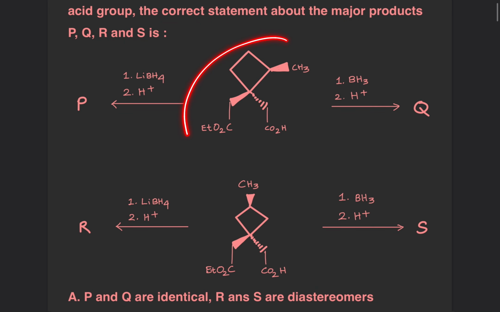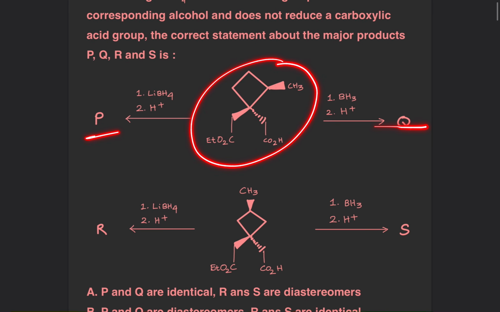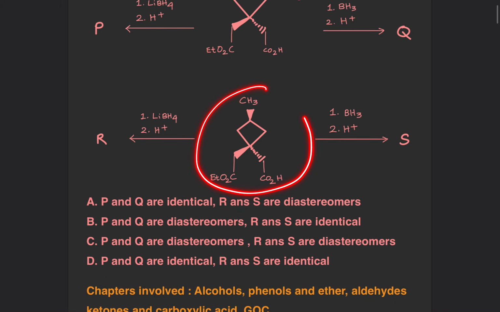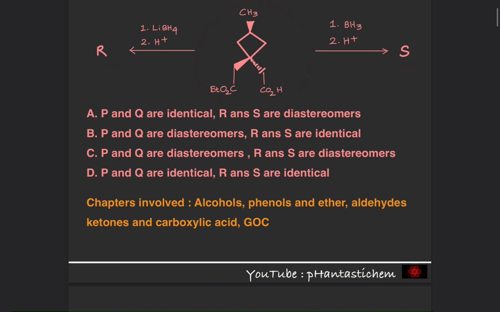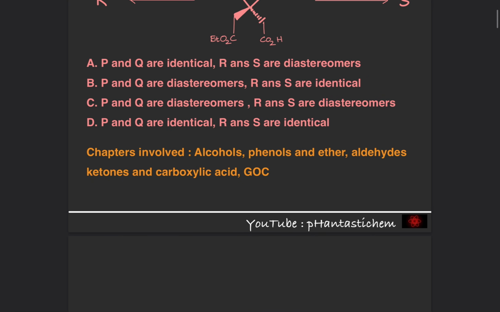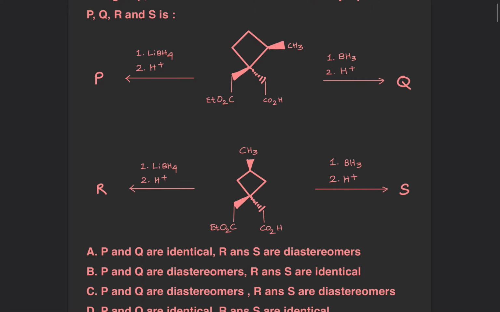Okay. So we start with this compound and we get P and Q. We start with this compound and we get R and S, and these are the options. The chapters involved are alcohols, phenols and ethers, aldehydes, ketones and carboxylic acids, and GOC. To get P and Q, we start with this compound.